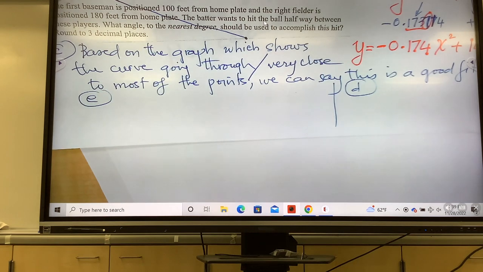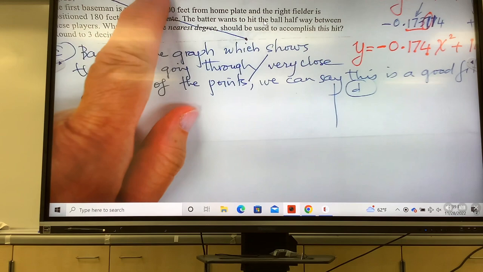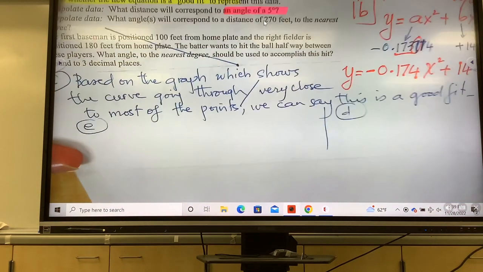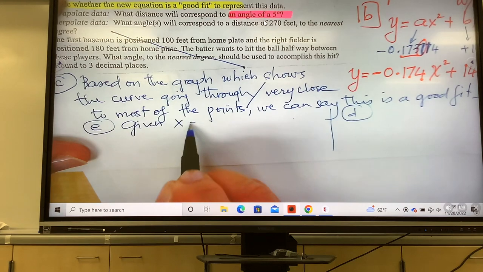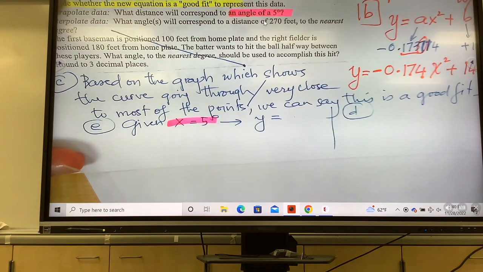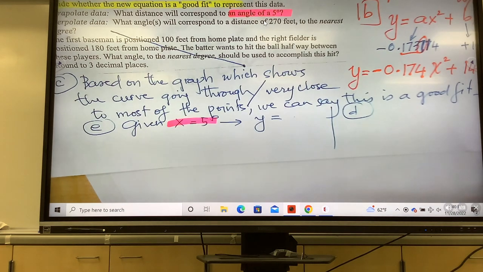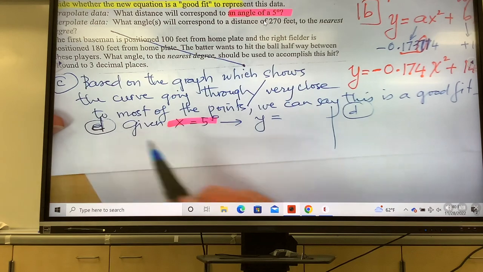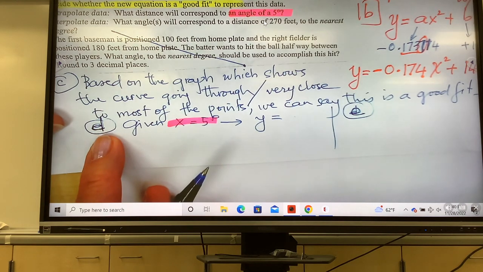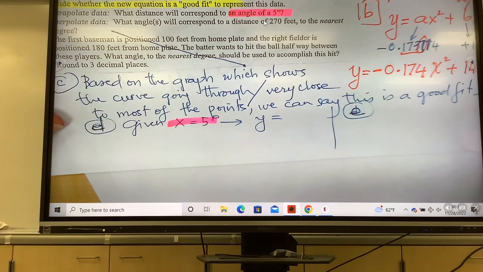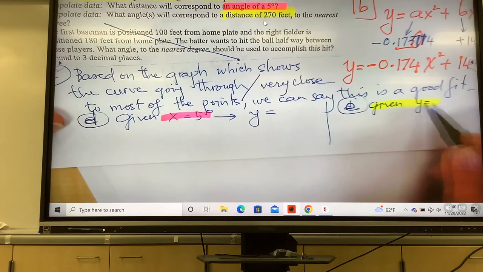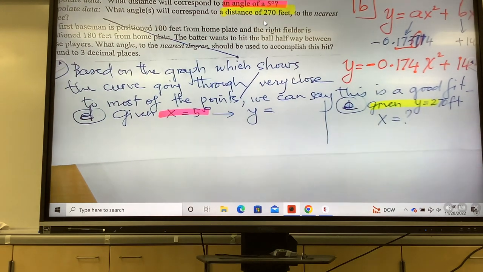For E, did you see that, what distance will correspond to an angle of 5? Meaning, given x at 5. Oh, this is D, class. I'm sorry. This is D. This is E. D first. Please fix it. D first. Now for part E, it gives you the distance. It gives you y. You have to find x.